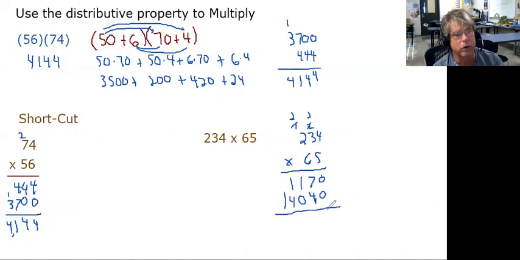So then if you add those two partial products together, we end up with 15,210. So that allows us to do problems on a larger scale without a calculator. And that's how math is done before we had all that technology. And it's still useful today.